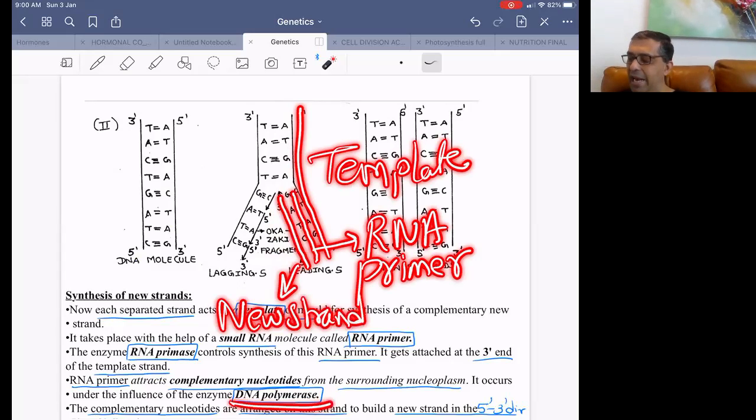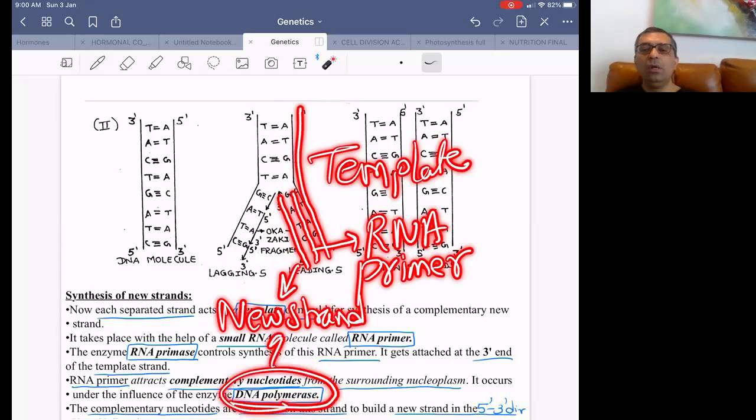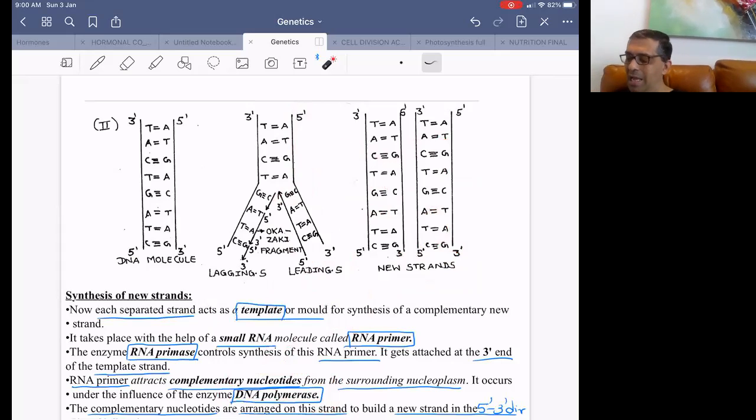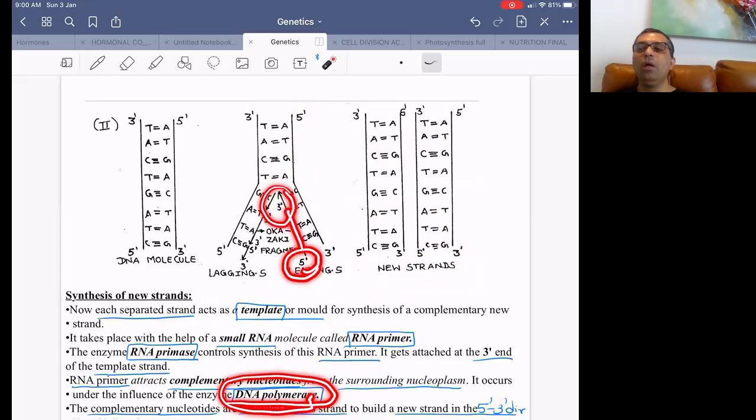New strand is made by DNA polymerase. So new strands are getting constructed. Now we have one little problem. Listen to this carefully. The enzyme DNA polymerase moves in one specific direction. It moves from the C5 end to the C3 end of the new strand. So that is called polymerization.